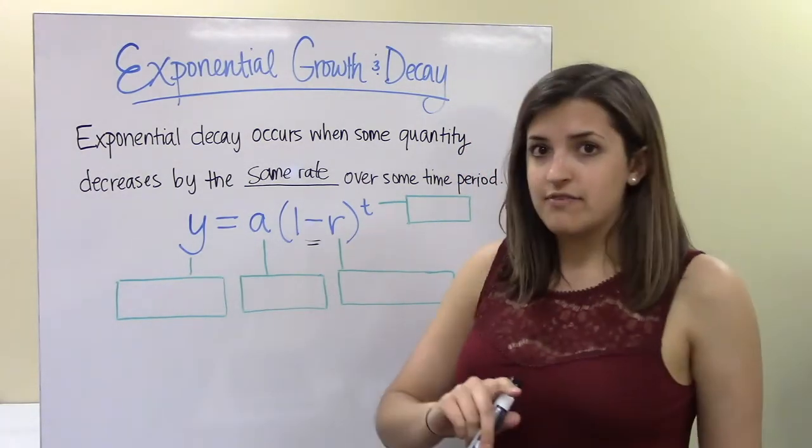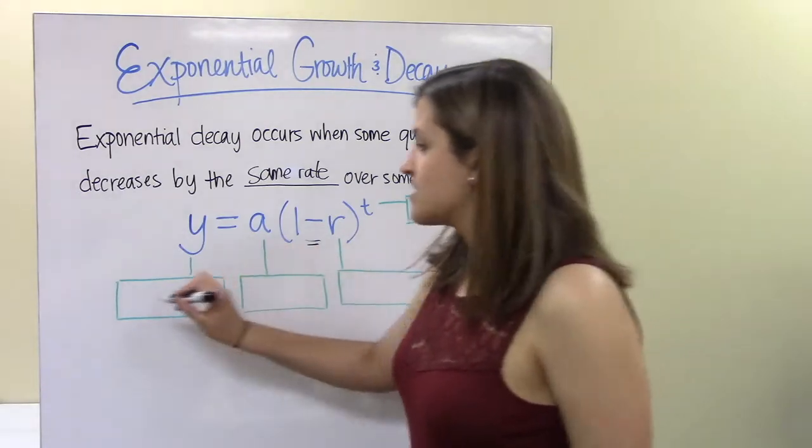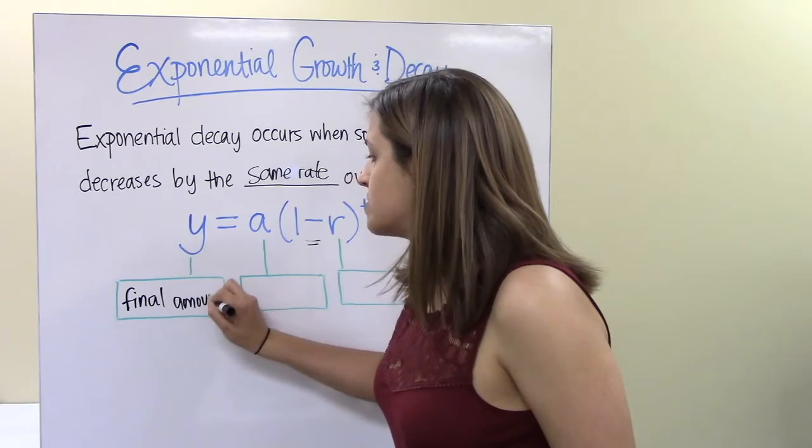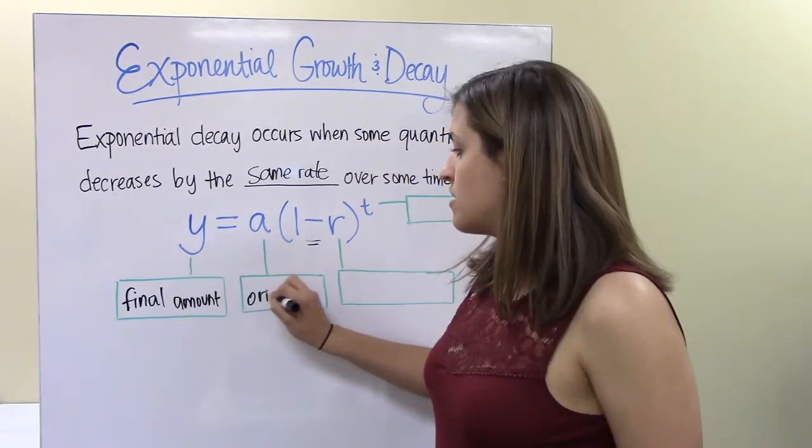All right, so what do they stand for? Same thing as before. Y is going to be our final amount. A is going to be our original amount.